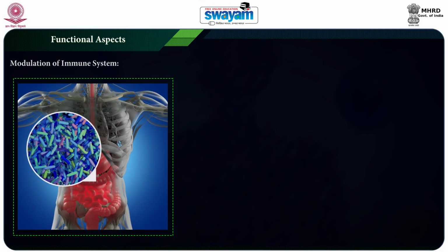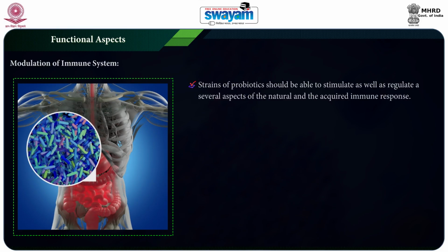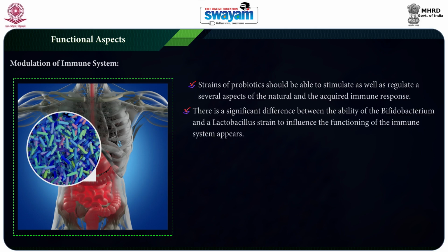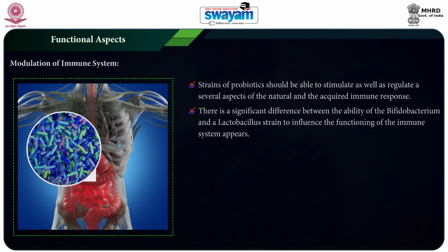The next functional aspect is modulation of immune system. Strains of probiotics should be able to stimulate as well as regulate several aspects of natural and acquired immune response. There appears to be a significant difference between the ability of bifidobacterium and a lactobacillus strain to influence the functioning of the immune system.